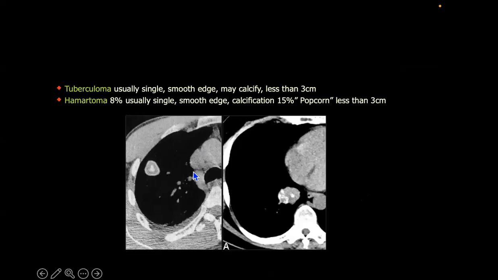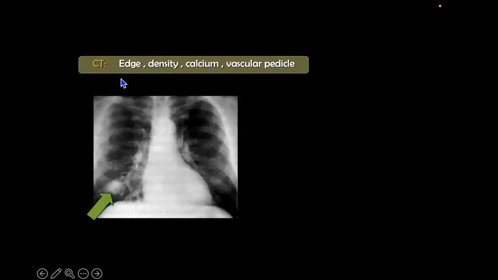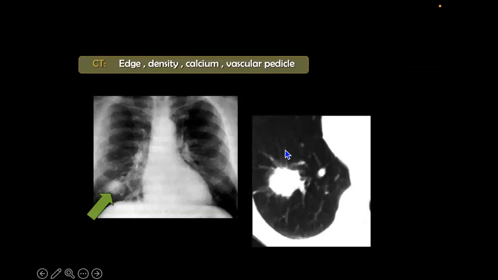Sometimes you go to CT because it has the ability to give more details about lesions. So this is a lesion with calcification inside and calcification inside here. So we have the tuberculosis and the hamartomas, they come into play. Again, when we talk about CT, as we said, we talk about the margin, the calcification, the vascular pedicle.